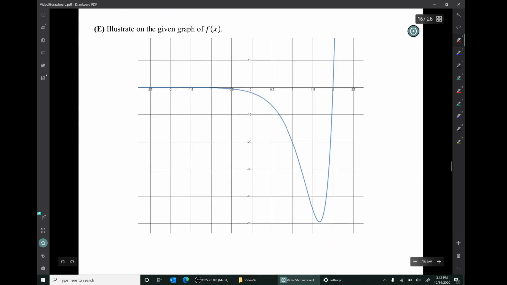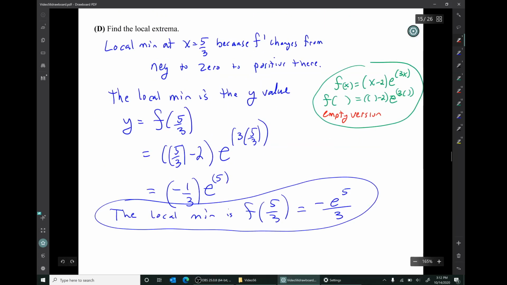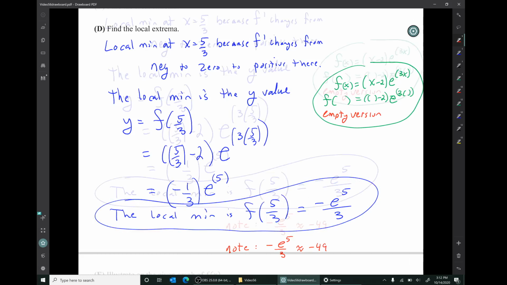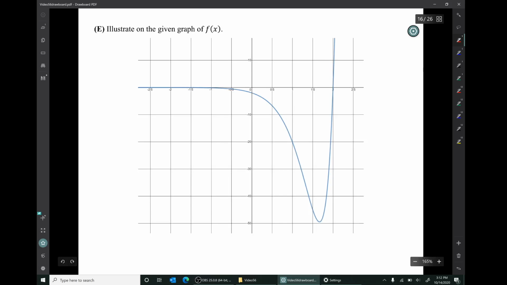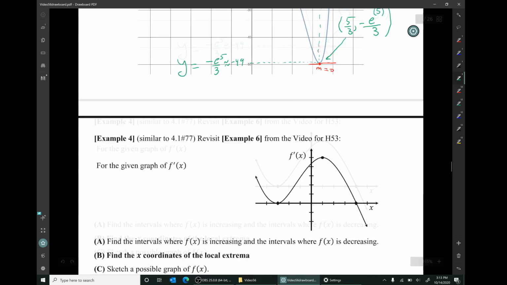Let's go on. Illustrate that on this given graph of f of x. Well, we just found that the local min has that y value. That's about negative 49. And that occurs at x equals 5/3. So we'll illustrate that on the graph by drawing a horizontal tangent here and putting the coordinates of this point on the graph. Notice the y coordinate of that point is close to negative 50. The x coordinate is 5/3. There's an illustration. Let's go on.